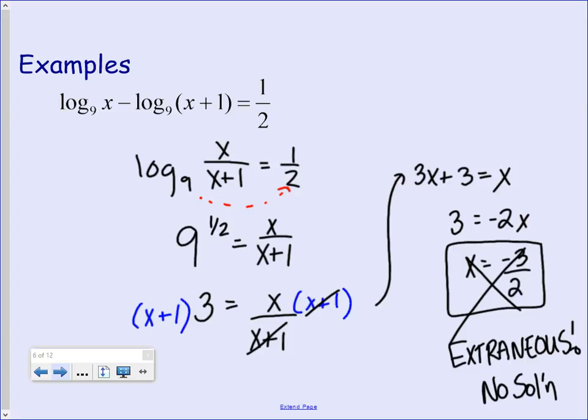Extraneous I always describe as just like a synonym to the word false, meaning like you did everything right. It's not that negative 3/2 is wrong. Negative 3/2 is right, but when we think about it in context of the problem, it doesn't work in the domain, so it's a false solution for us, not an actual solution. Any questions about that example? Okay.